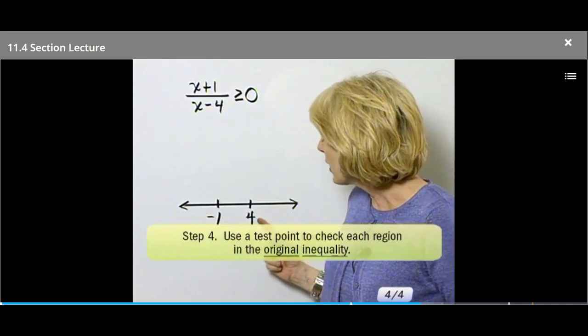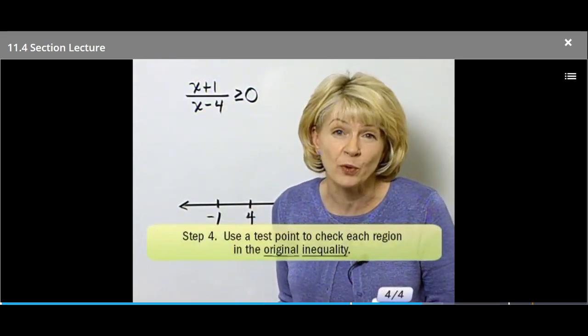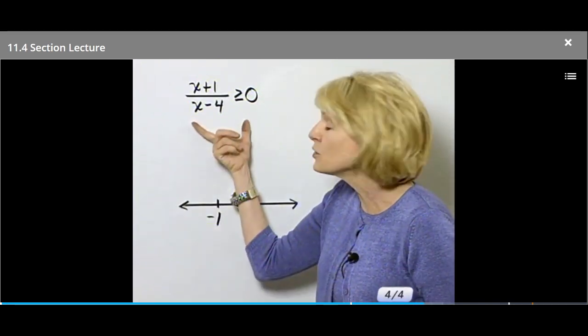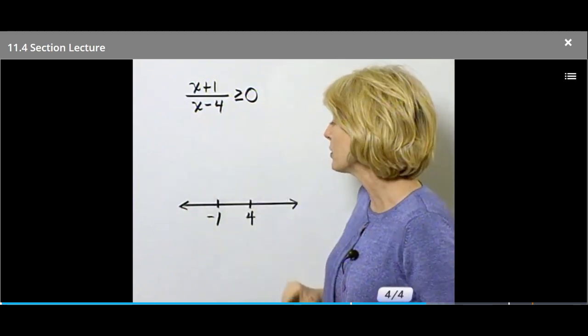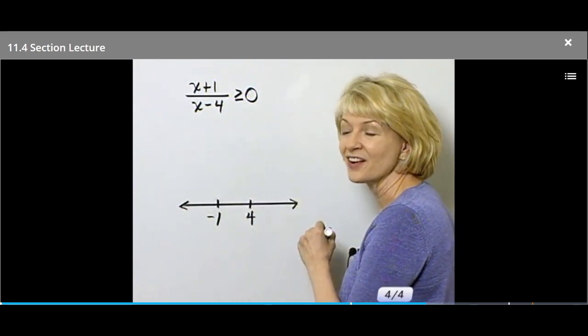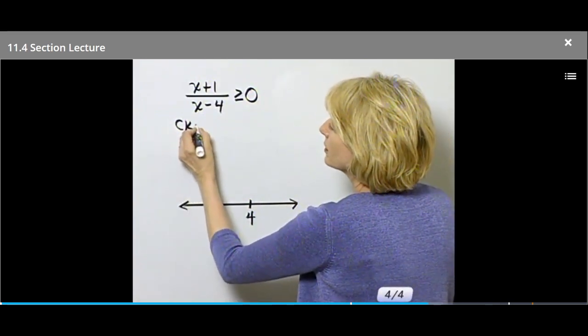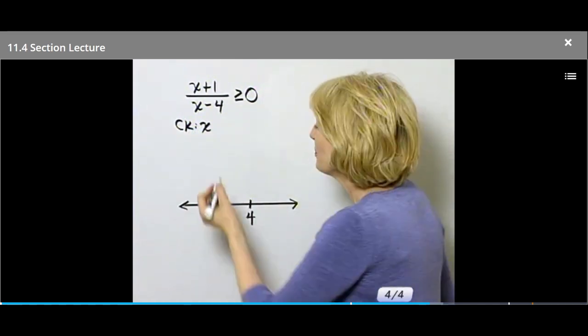Now, by the way, I know I have 4 on this number line, but it doesn't mean I'm going to include 4 in my solution set. Can you agree that x cannot be 4? So it's not going to be a solution, but we still need it on the number line. Check any number less than negative 1, check negative 100 if you want.